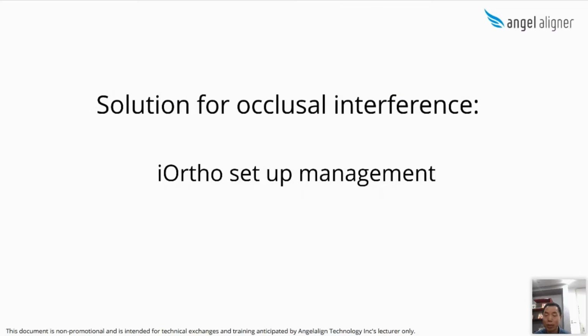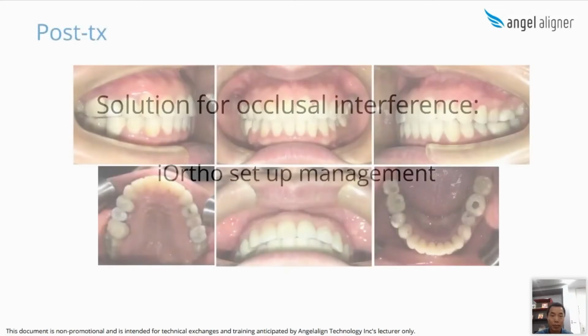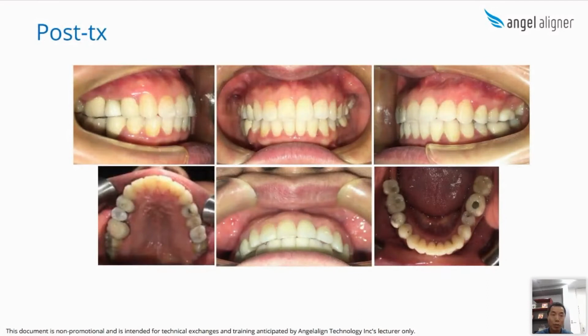When in the IOSO design stage, we should coordinate the movement of the upper and lower teeth in the IOSO design phase. This is very important. The crossbite should be corrected as soon as possible. If we can create enough space for the teeth to move, we should move them as fast as possible. This is a post-treatment result.